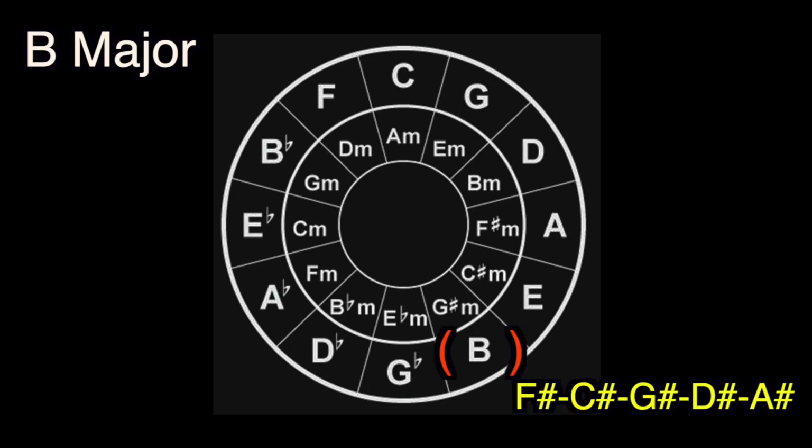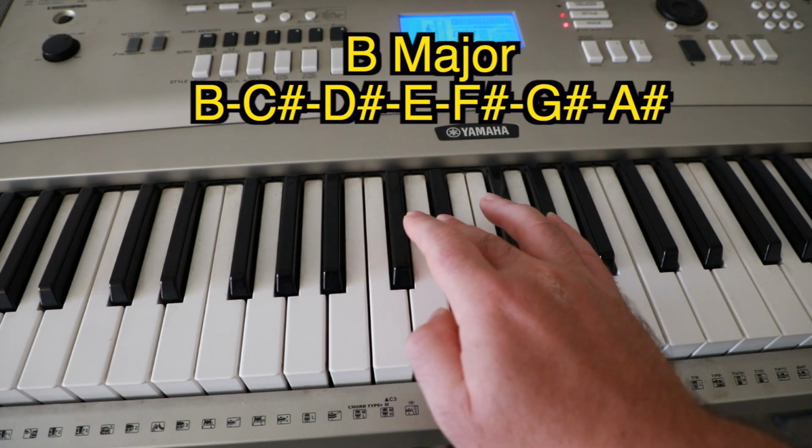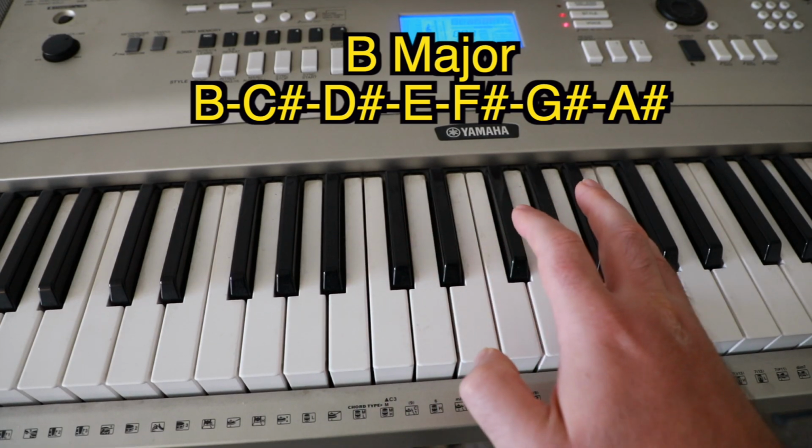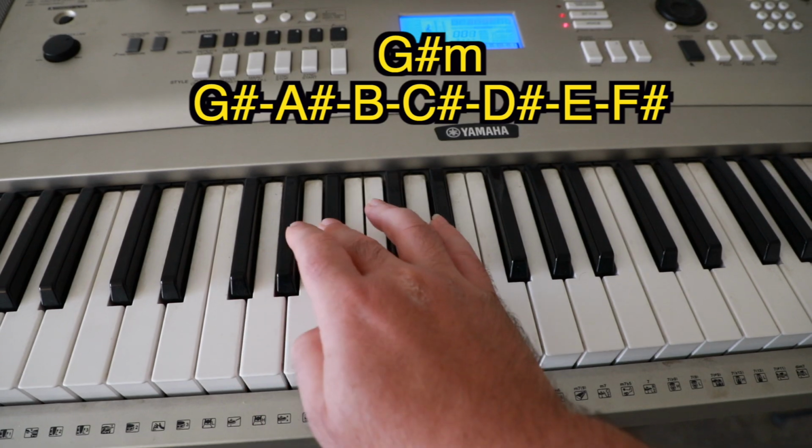Moving on, up a fifth from E, we get B major, containing the sharps F sharp, C sharp, G sharp, D sharp, and A sharp. This is one of my absolute favorite keys to play in. It's very popular in progressive metal styles. Relative minor of B is G sharp minor.